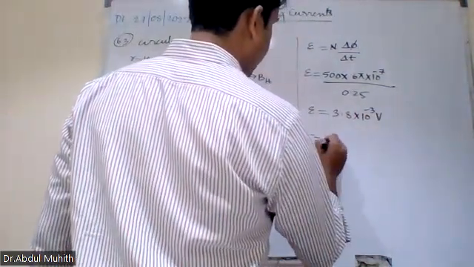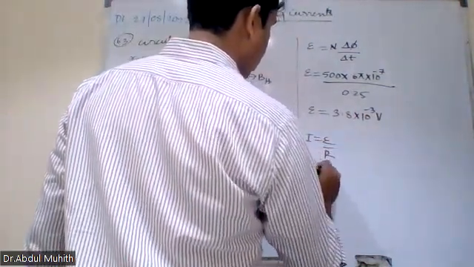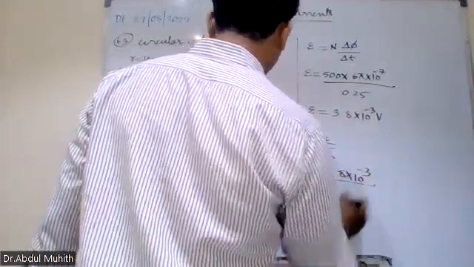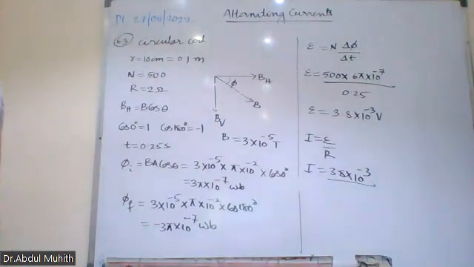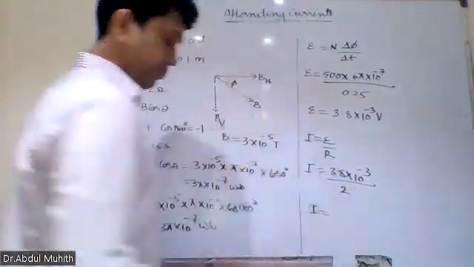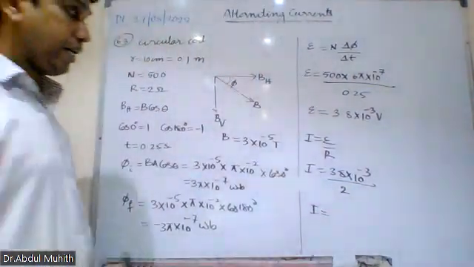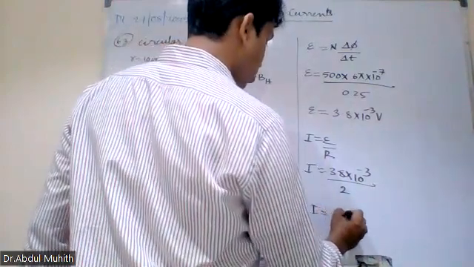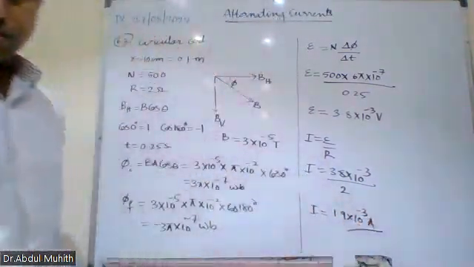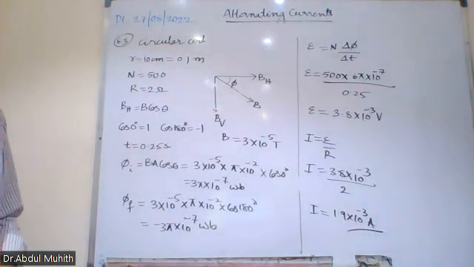I is equal to E by R. So I is equal to E, 3.8 into 10 to the power of minus 3, by R. What is R value? R value is 2 ohms. Okay. Answer is what? 1.9 into 10 to the power of minus 3 amperes. Is it clear? Is this clear?